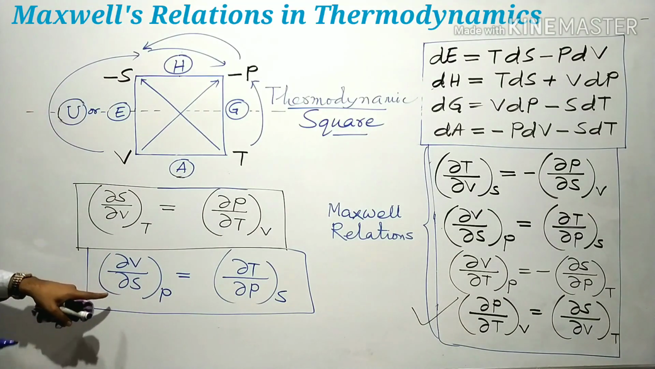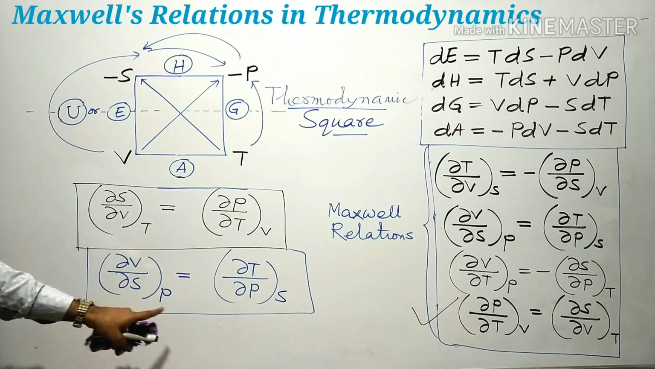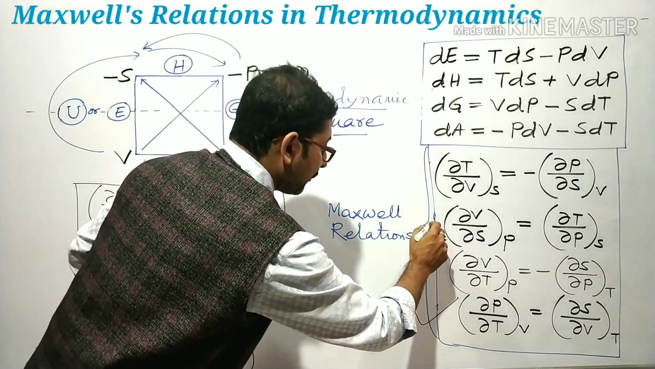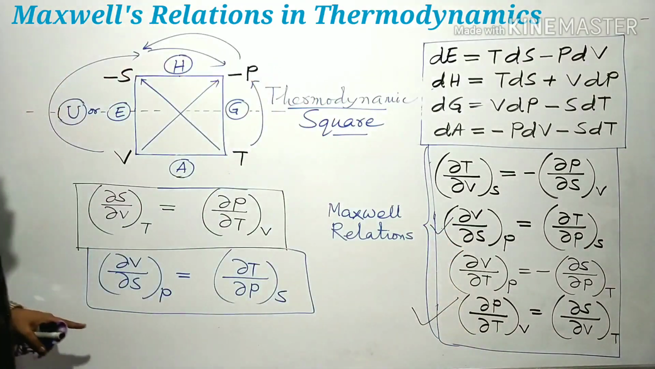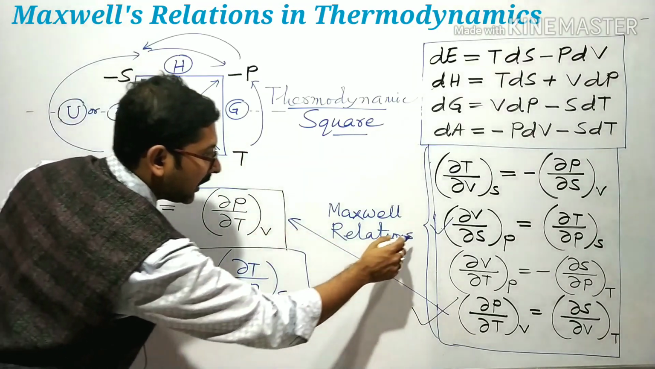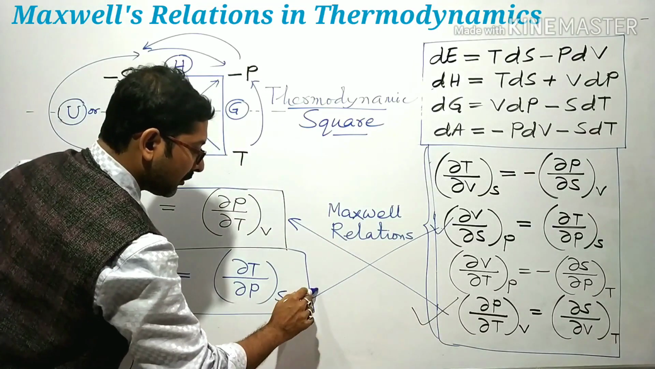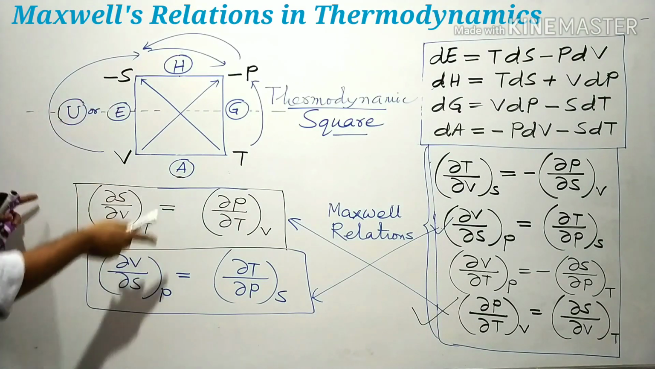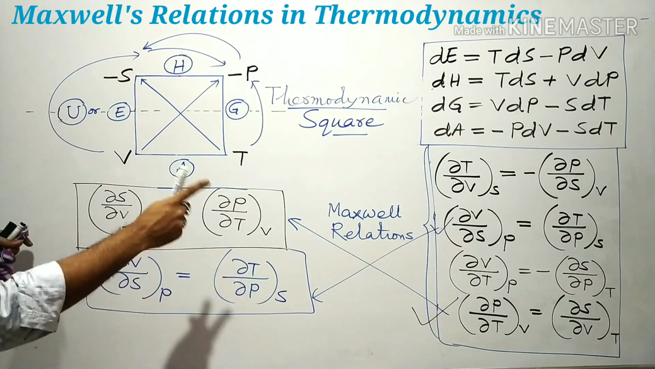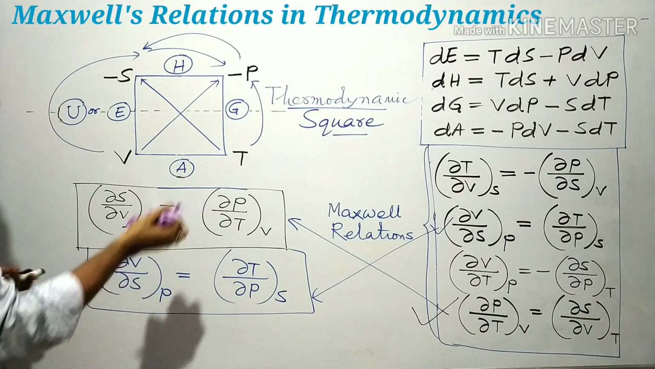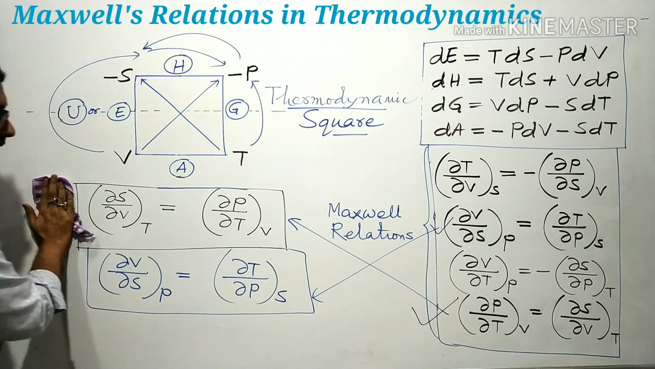So we can verify it from here. Del V del S at constant P equals del T del P at constant S. So this is our relation. This relation is actually this one, and this relation is actually this one. So we can find two Maxwell relations from this thermodynamic square.